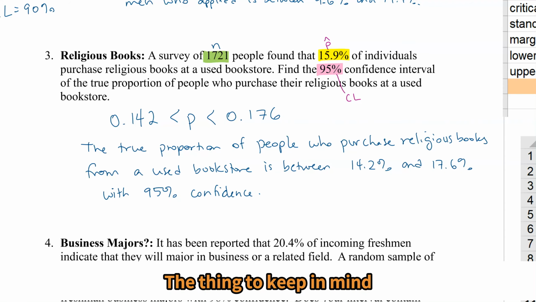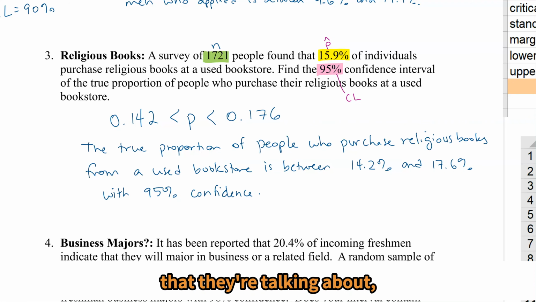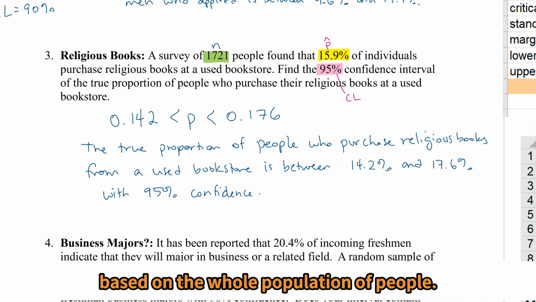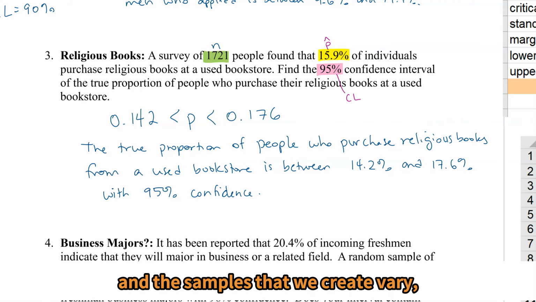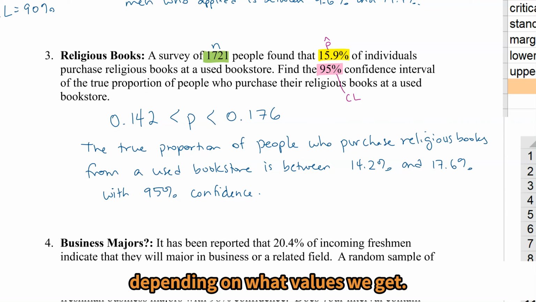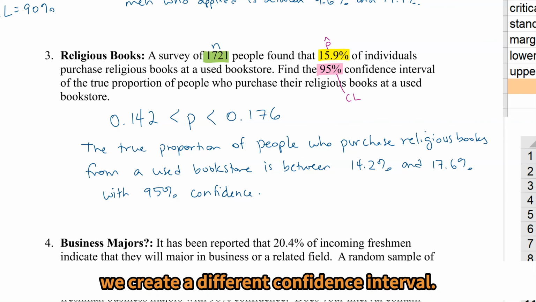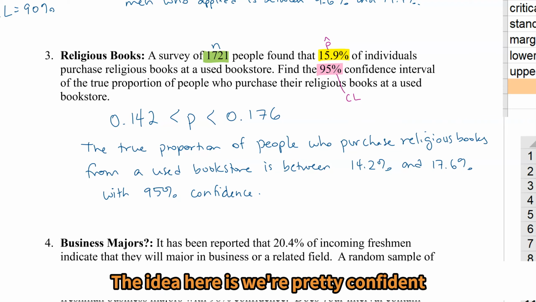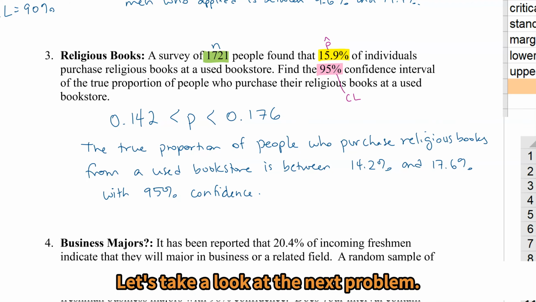There's a possibility that this particular sample does not capture the true proportion in the confidence interval. The thing to keep in mind is the population proportion, that true proportion that they're talking about, is a fixed number based on the whole population of people. These confidence intervals that we create and the samples that we create vary depending on what values we get. If we get a different sample, we create a different confidence interval. The idea here is we're pretty confident that the confidence interval has the true proportion in it. Let's take a look at the next problem.